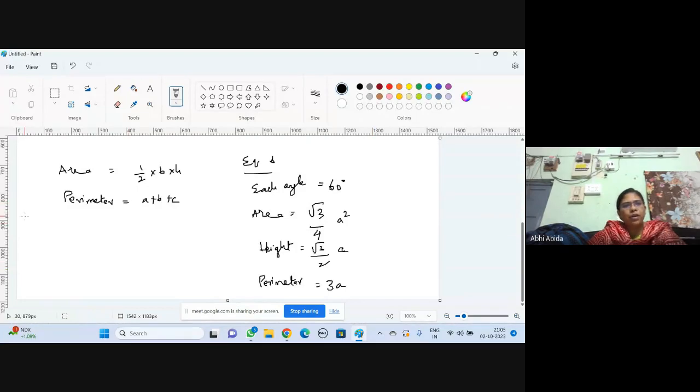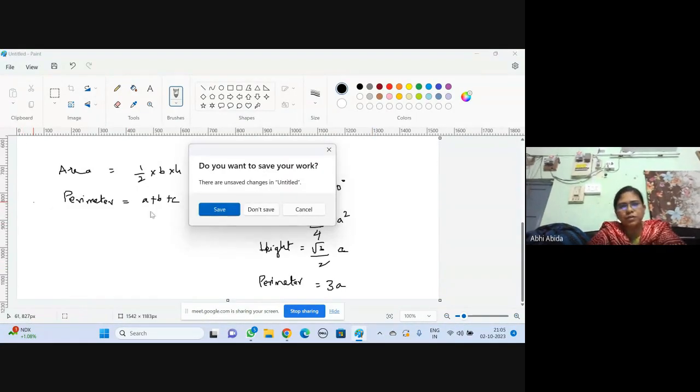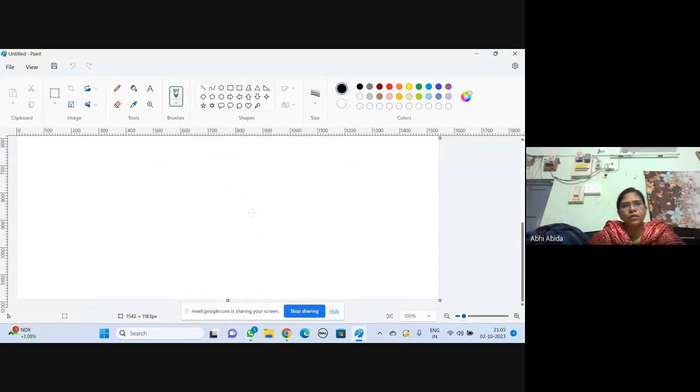Now talking about the isosceles triangle. I'll just take a fresh page. An isosceles triangle is nothing but a triangle which has two sides and two angles equal. A simple example: this is an isosceles triangle. Two sides are equal, and two angles will also be equal.